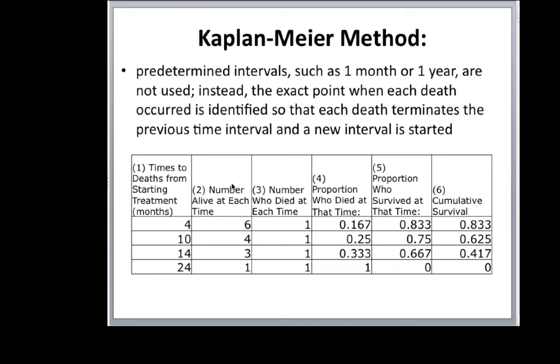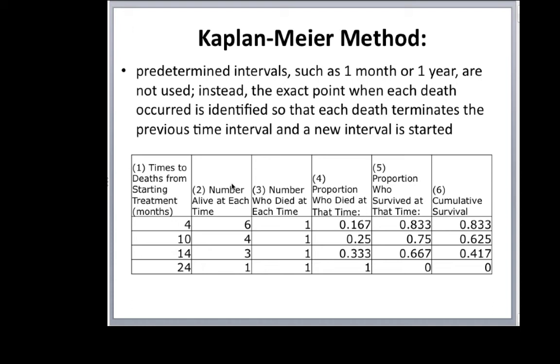To get the cumulative survival, or the percent survival, you then have to multiply for each row the proportion who survived during that particular time period times the proportion who survived in the previous time periods. So you have to multiply 0.75 times this initial 0.833 to get a cumulative survival of 0.625.